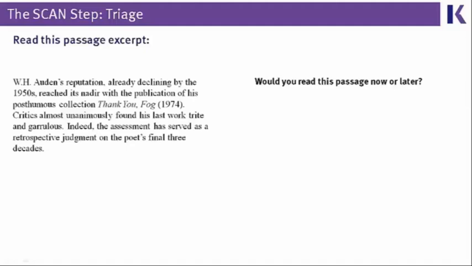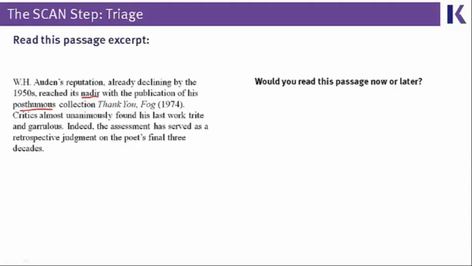So let's take a look at this first passage excerpt here. It's about W.H. Auden's reputation, and it says a bunch of different things. We've got some interesting vocabulary here, nadir, posthumous, but beyond the slightly interesting vocabulary, we're seeing pretty straightforward sentence structure. Now, you may not have seen many CARS passages yet, but in the grand scheme of things, this one isn't that bad. Just wait till you see some of the other ones on this page.